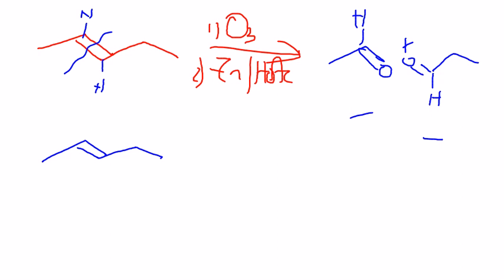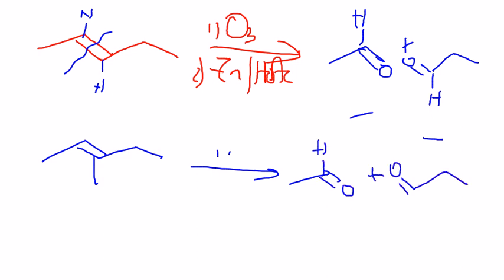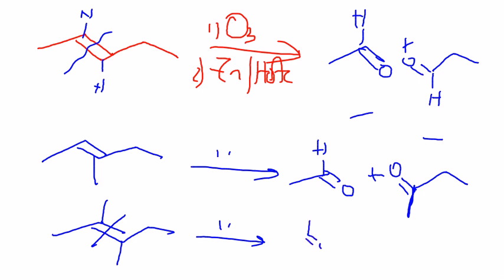On the other hand, if you have a tri-substituted alkene under the same reaction conditions, one part is going to give you the aldehyde, the other part is going to give you the ketone. And if it's a tetra-substituted situation, let's draw a tetrasubstituted one. Ozonolysis is going to cleave right in the middle. You're going to end up with a ketone here and a ketone on the other side as well. So you should know how to convert an alkene into a carbonyl compound and vice versa.